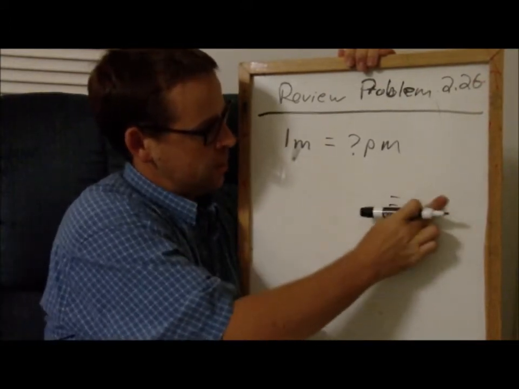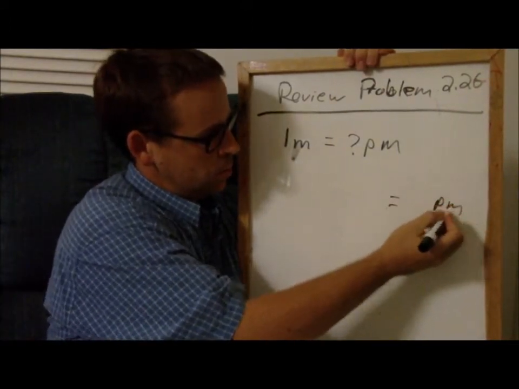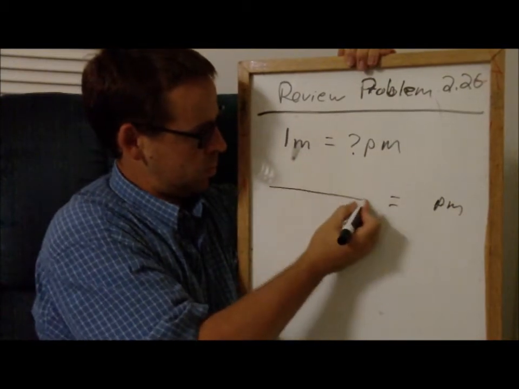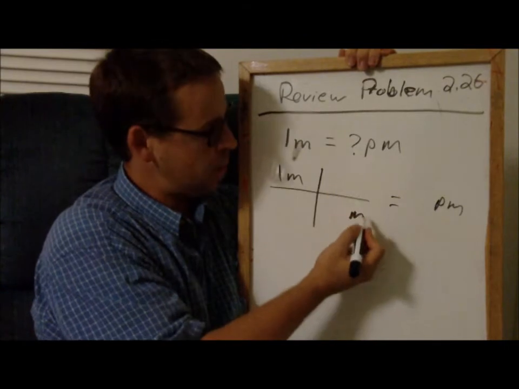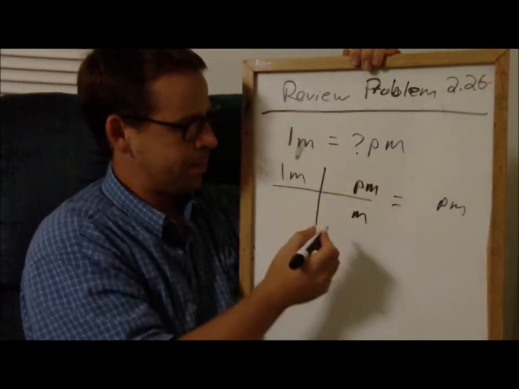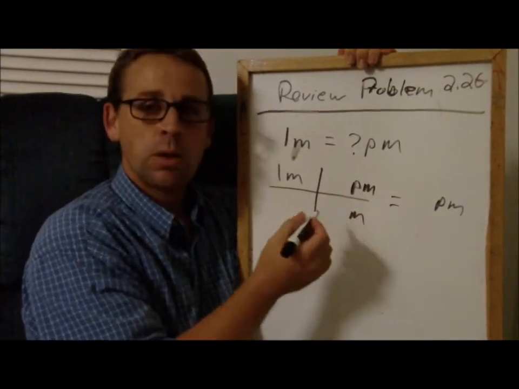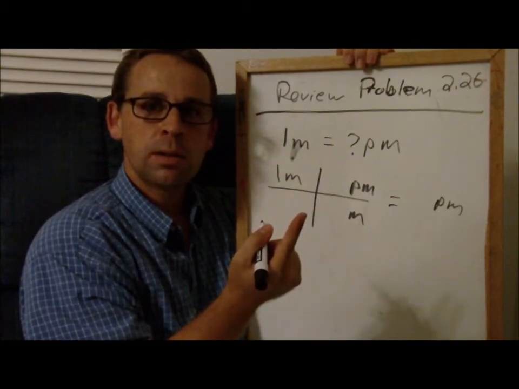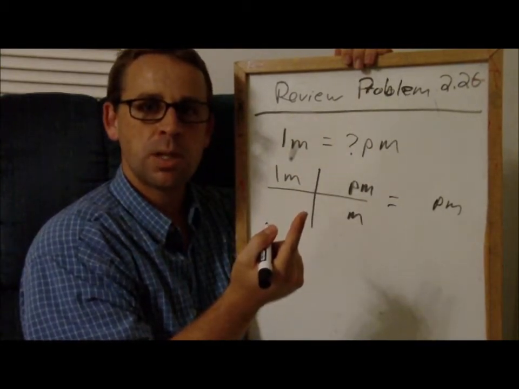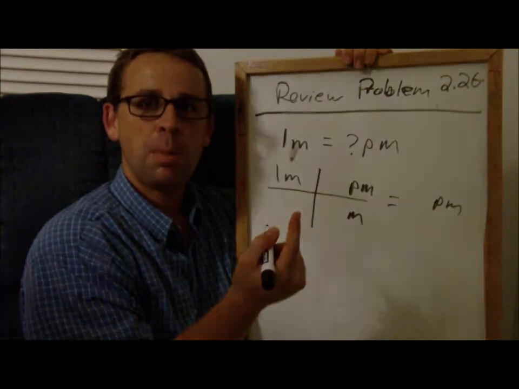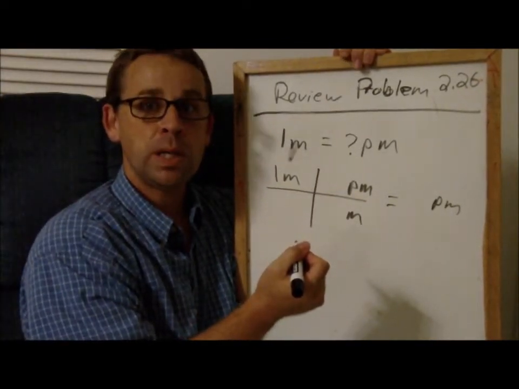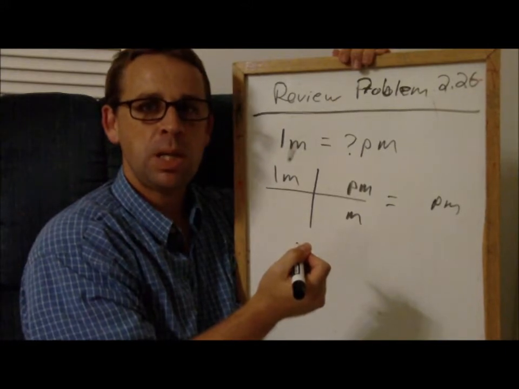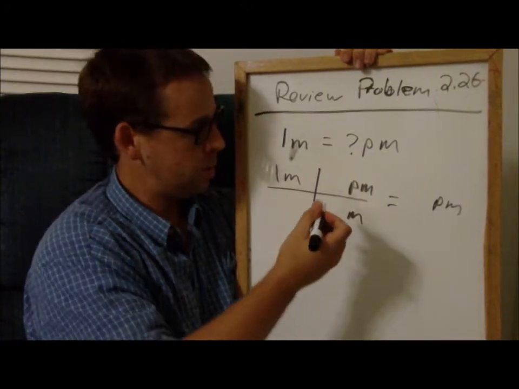Got it. Sorry, how many picometers in 1 meter? Well, we're going to need meters on the bottom, picometers on the top. All right. Milli, it's 1,000 millimeters in a meter. Micro, 1,000,000 micrometers in a meter. Nano, 1,000,000,000 nanometers. And then pico, 1,000,000,000,000 picometers.